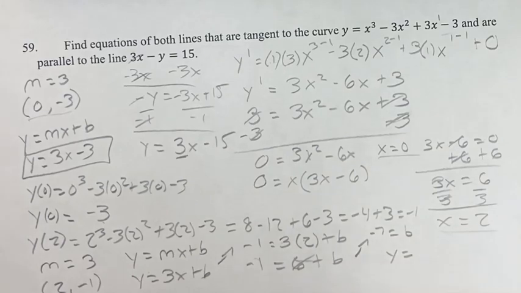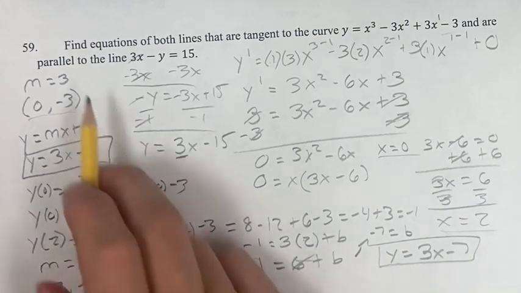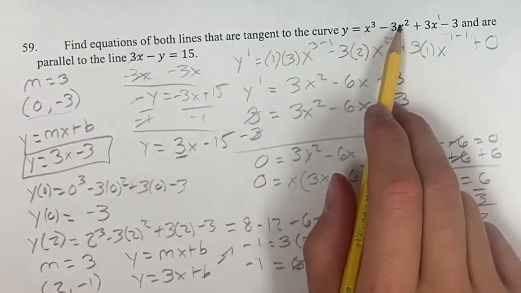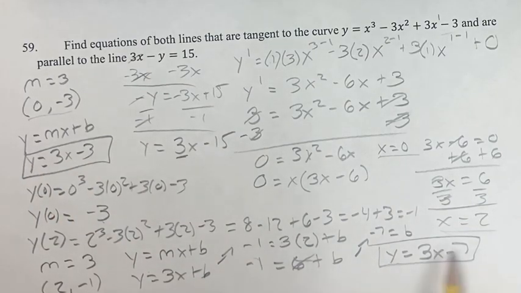So, final step, we know the slope, we know the y-intercept, we know the equation of the line is 3x minus 7. So the equations of both lines that are tangent to this curve and are parallel to this line are y is equal to 3x minus 3 and y is equal to 3x minus 7.